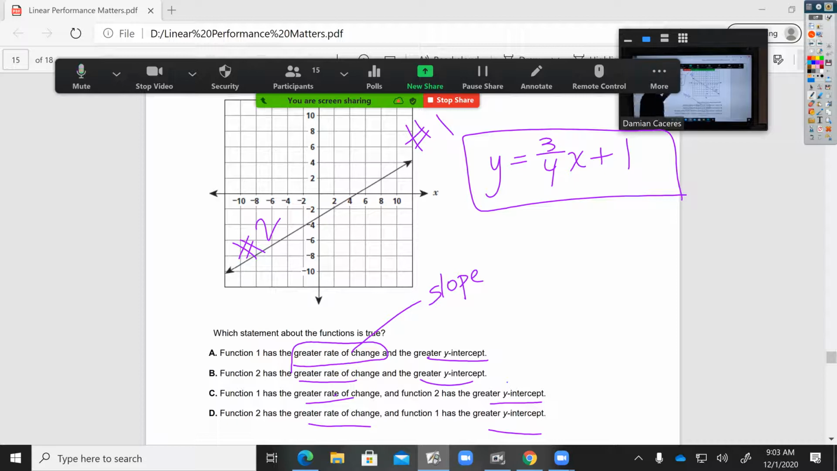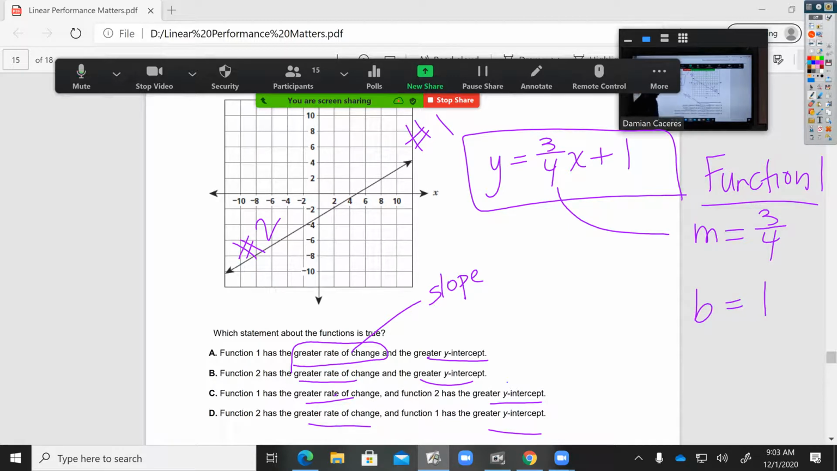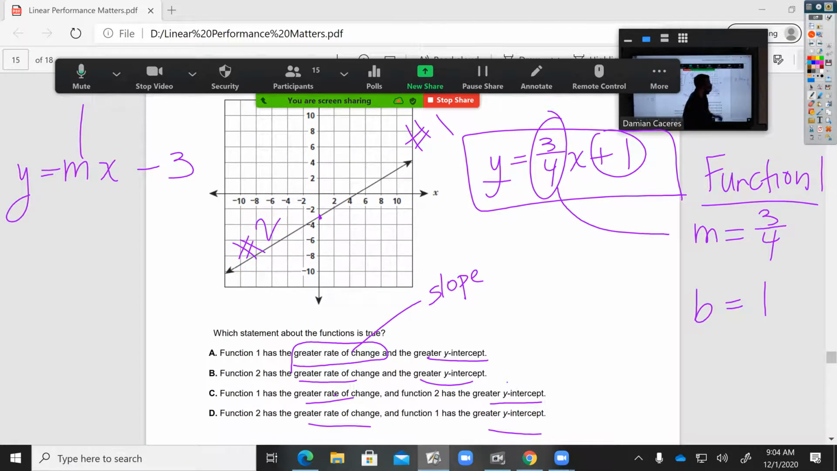So let's start off. Over here, on function 1, let's already write our information because we can see it. The slope is 3 over 4, and the y-intercept is positive 1. It's here for us. It shows us. Once the y is by itself, you can see that information. But now on the graph, the y-intercept is right here in between -2 and -4. So the y-intercept is -3. So the only thing missing in our equation is the slope.